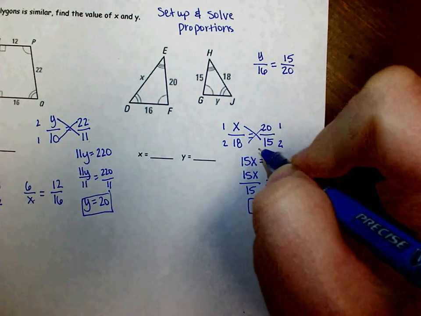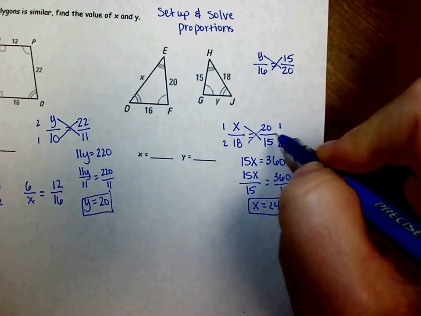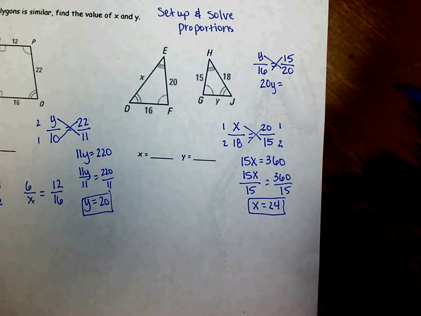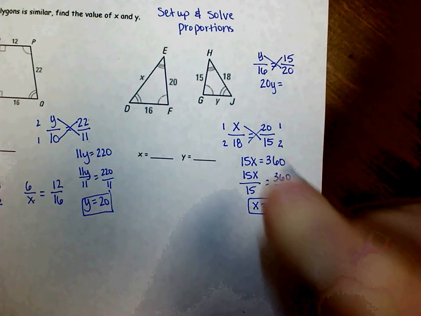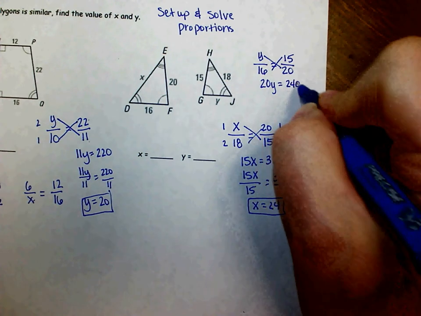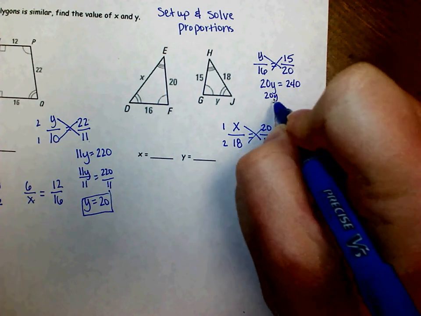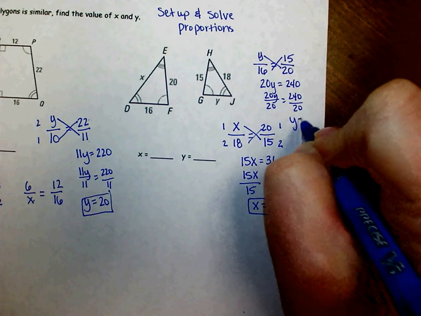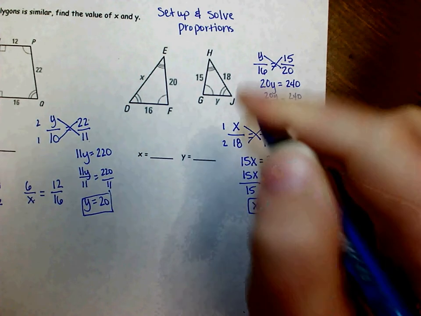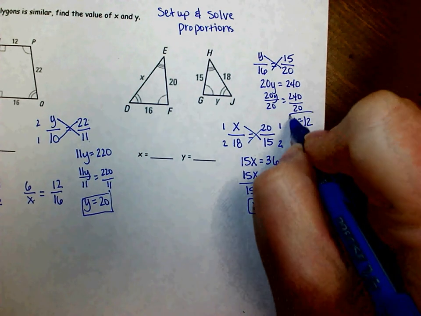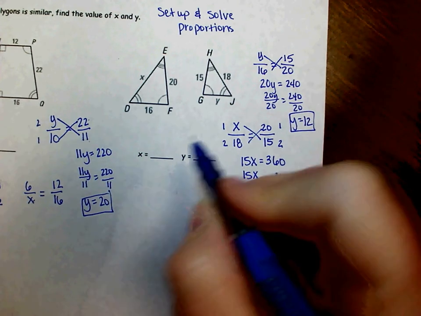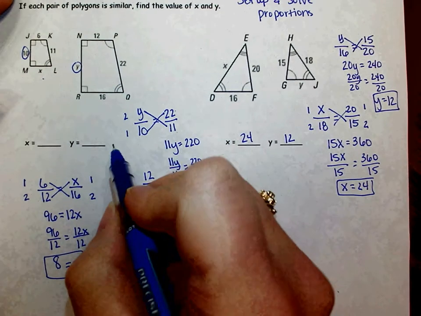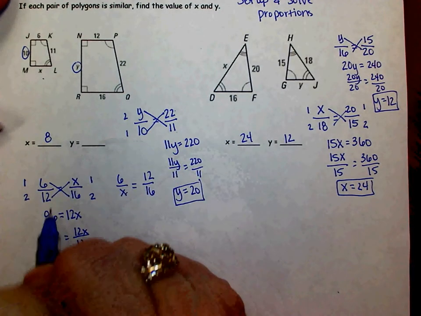So now I can cross multiply to solve. 20 times y is 20y. 16 times 15 is 240. So now I can divide both sides by 20 to find my y value. So y is simply 12. Okay, so on this example, x is 24, y is 12. On this example, x was 8, y is 20. So hopefully that'll help some.